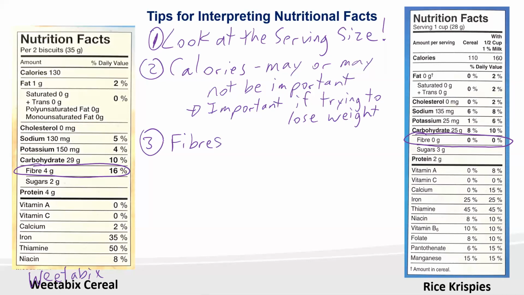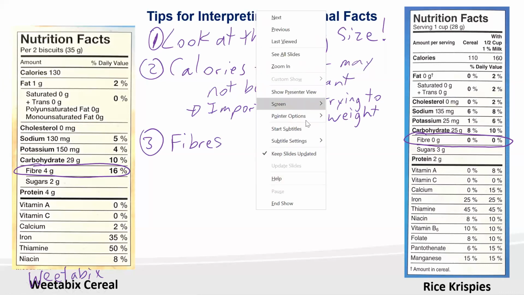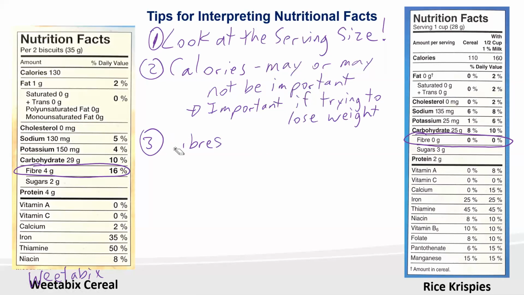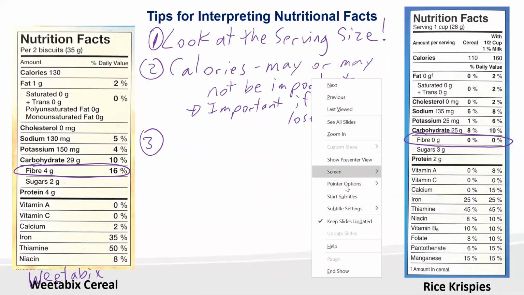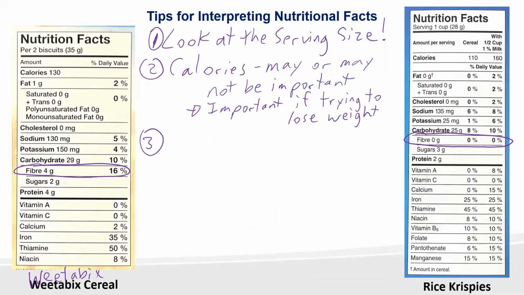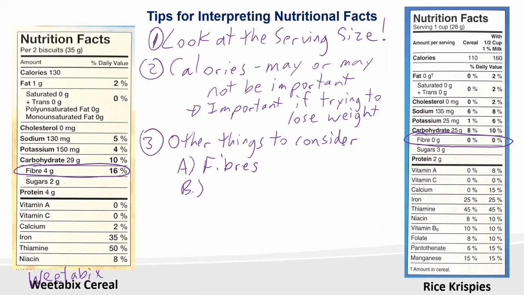So maybe I should title, let me just erase that for a second. I'm going to give number 3 a title. We'll call it other things to consider. So here we go, other things to consider. All right, so A was fibers. Okay, so B is added sugars.